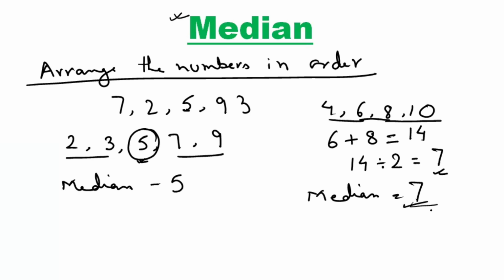If there is no single middle number, then we have to add the two middle numbers and divide the sum by 2. Always be careful that we don't have to add all of the numbers. We have to just add the two middle numbers. Okay? And then we have to divide it by 2.